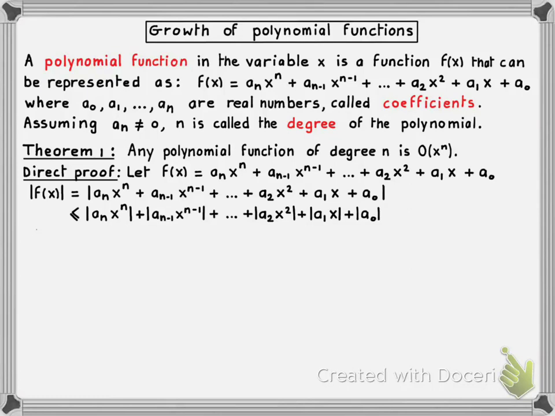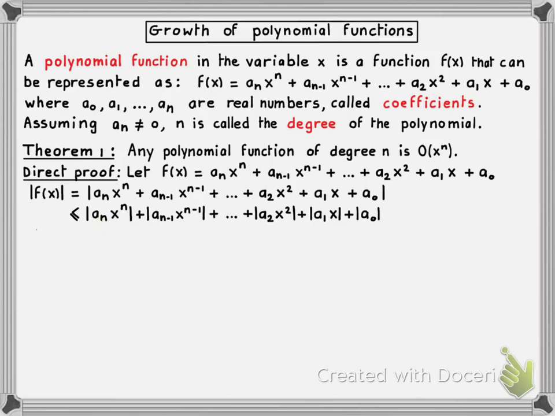So what we have now is we proved that the absolute value of f of x is less than or equal to a sum of terms. Now let's focus on each one of these terms. Well, each one of these is the absolute value of the product of 2 real numbers.